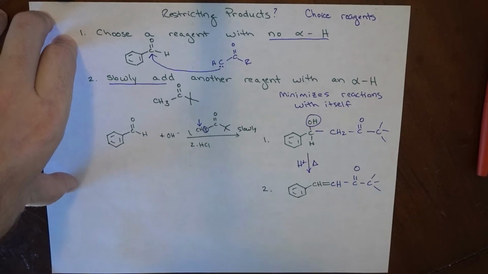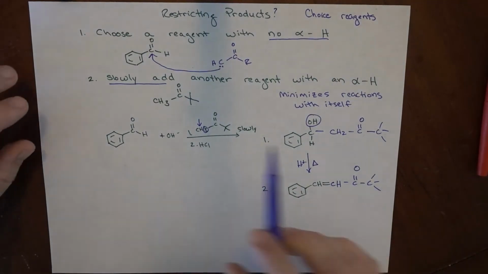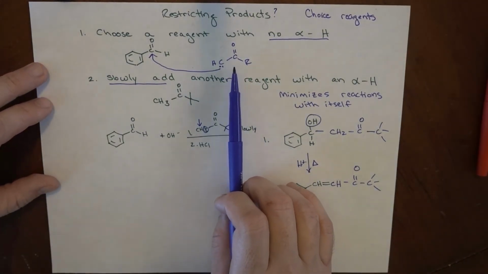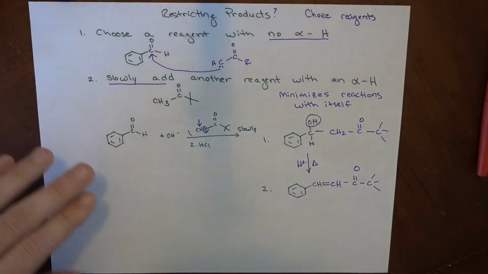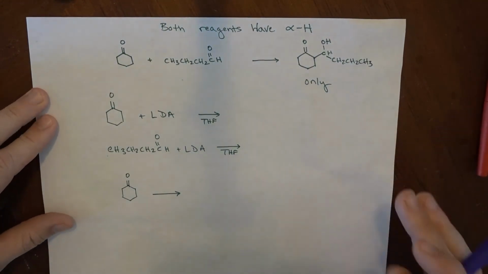So that is one strategy for doing it. Always keep in mind, if you choose your reagents carefully, you can make it so that only one can end up acting like a nucleophile. So that is one strategy for us. Is there another? Well, of course there is. I wouldn't have another piece of paper if there wasn't.